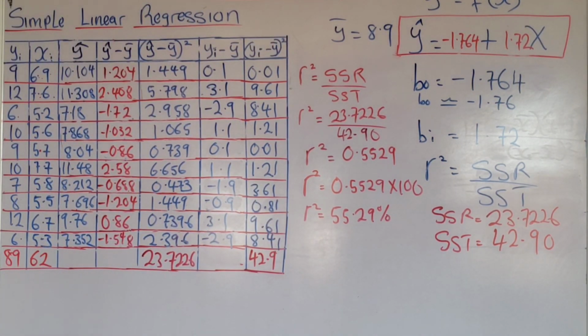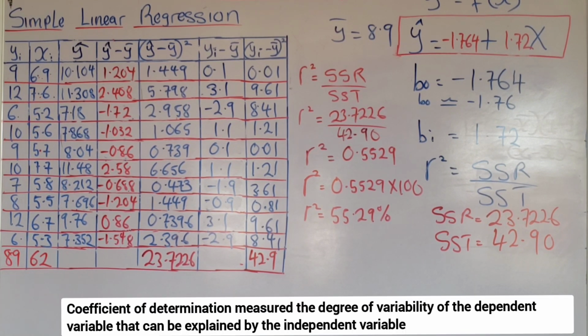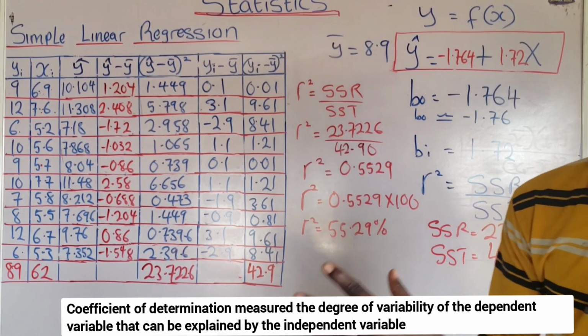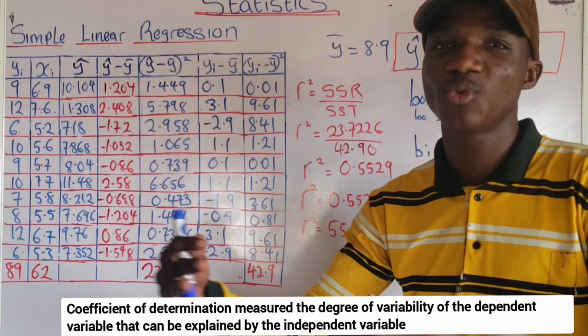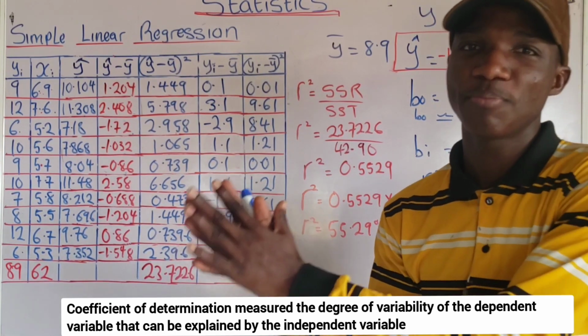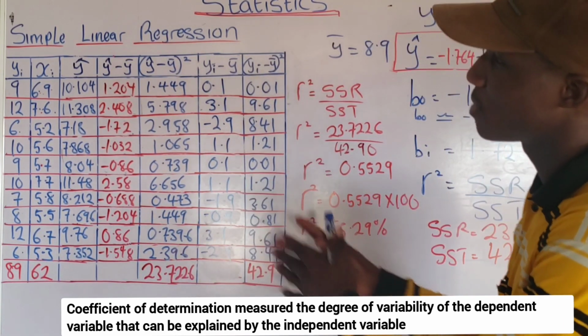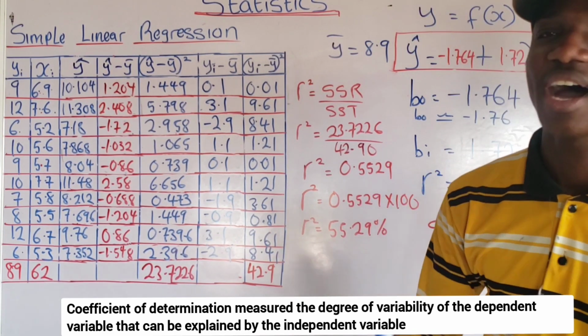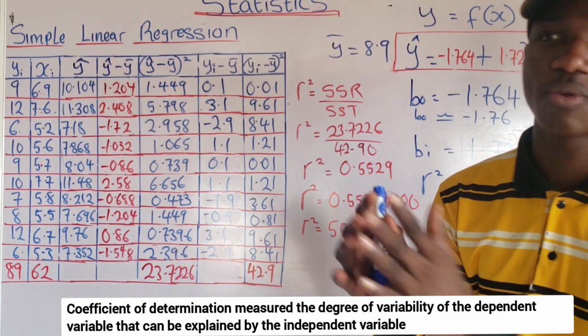Now don't forget that in the question we are asked to interpret our answer. How do you interpret? Don't forget the function of the coefficient of determination. The coefficient of determination tells us the degree of variability in our dependent variable that can be explained by our independent variable. Since we are dealing with fertilizer and yield, how does fertilizer affect yield? That is determined by the coefficient of determination.